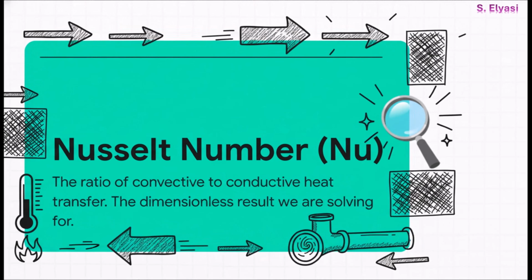And finally, we get to the Nusselt number, Nu. This is the answer. This is the whole reason we're doing the calculation. It tells us how much better the heat transfer is because the fluid is moving, that's convection, versus how it would be if the fluid were just sitting still, that's conduction. So a big Nusselt number, that's great news. It means convection is winning and we're getting fantastic heat transfer.